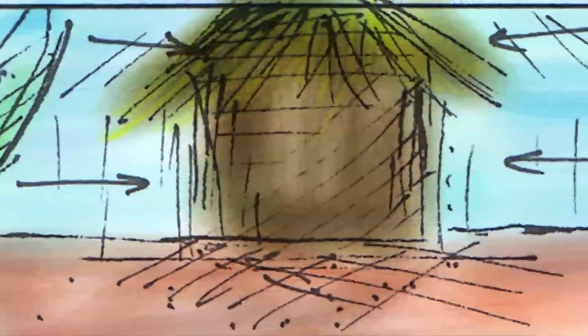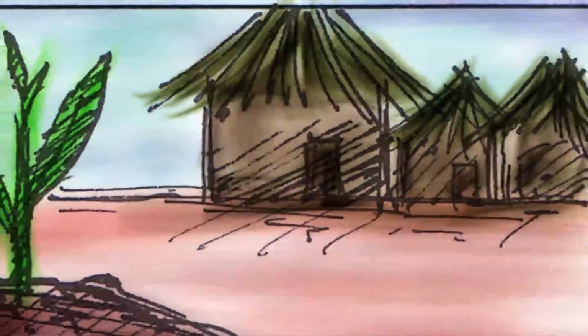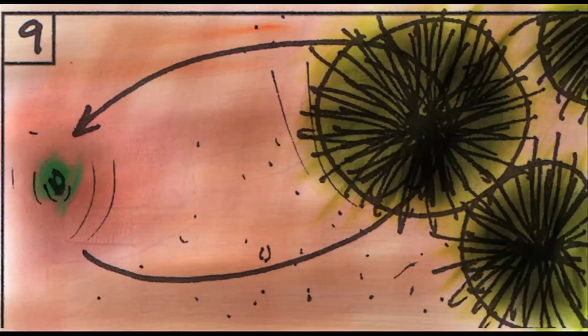Beyond the plant, mud huts start to rise out of the ground, marking the beginning of the first stage of architectural development. A bird's eye view reveals multiple huts. Our focus is back down to the plant.